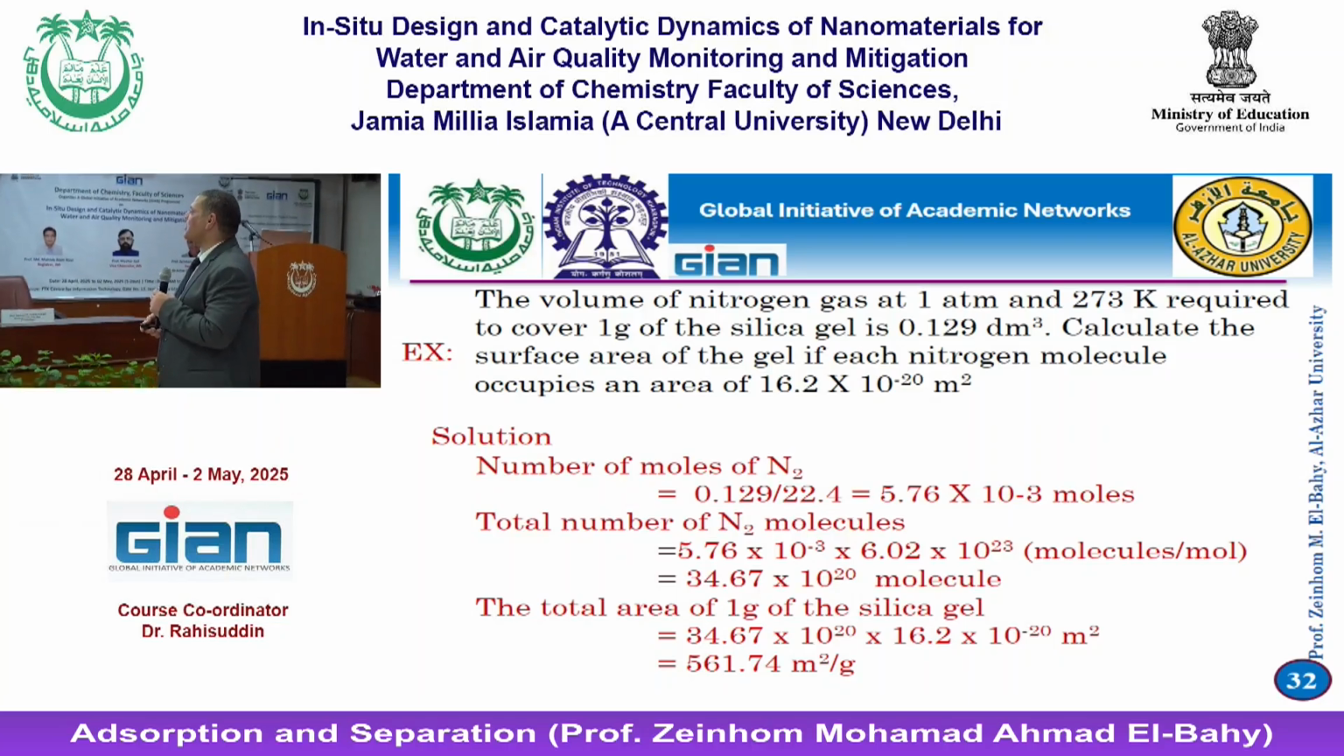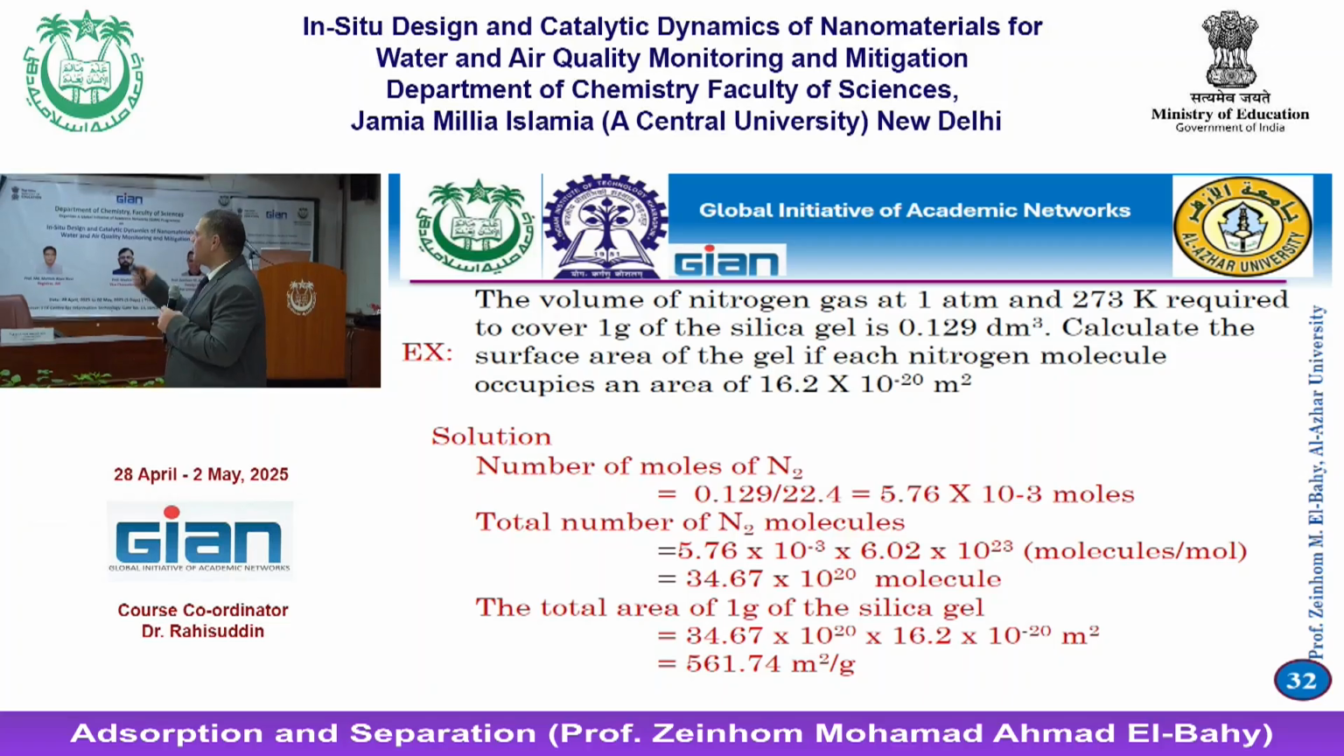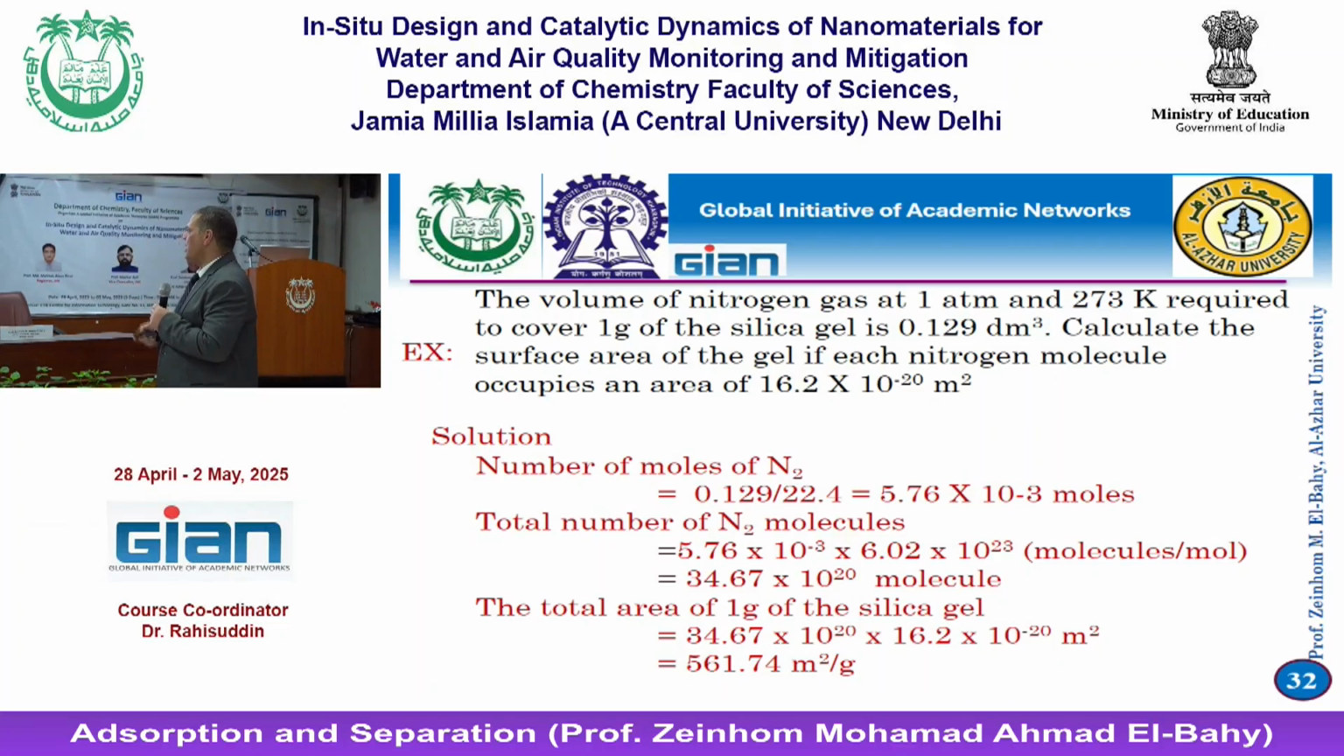Calculate the surface area of the gel if each nitrogen molecule occupies an area of 16.2 angstrom square. This is the surface area covered by one molecule of nitrogen. Of course, it's direct substitution, and you can just see it.